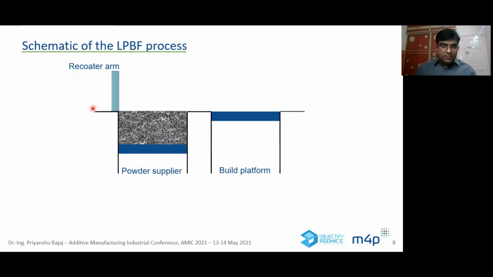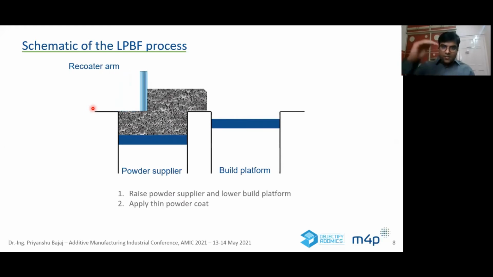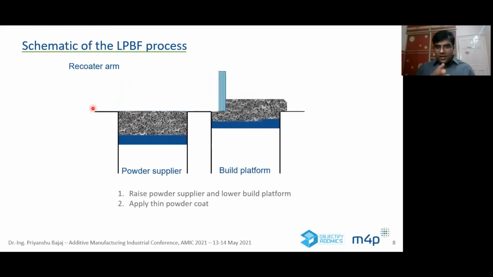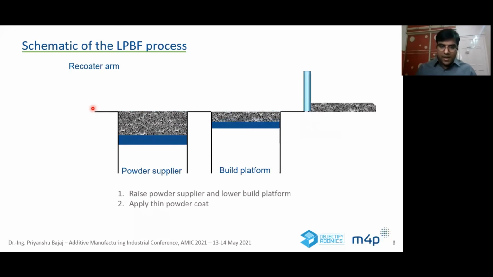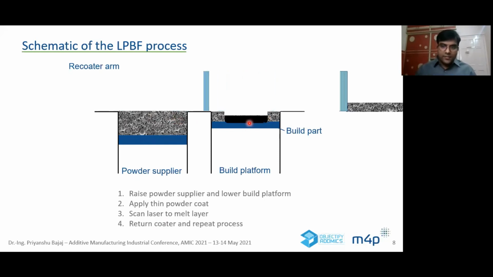A major share of the market is of course LPBF, so we look closely into it. Here, normally we have a powder supplier. I raise the powder supplier at every build step. I deposit some amount of powder on a build platform. I shine a laser from the top to melt the material, which gives me the built part, and I repeat this process over and over again until I have a full 3D component.